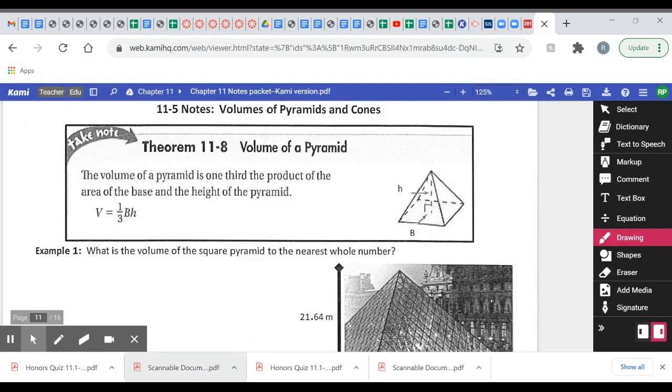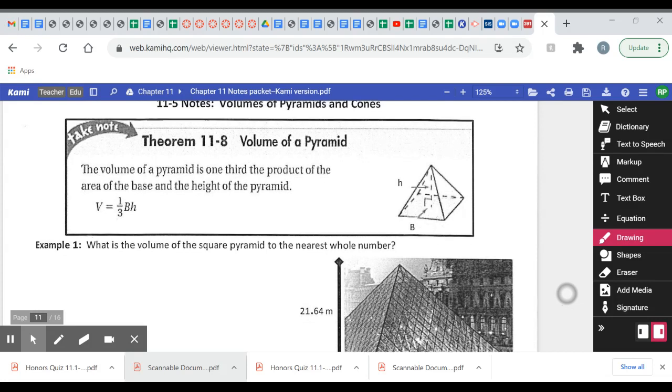Hi, welcome to section 11.5 notes on volume of pyramids and cones. So in the last section, we talked about the volume of prisms and cylinders. And so now we're just going further with these other figures. The formulas are different, but again, the letters within the formulas mean the same thing. So yeah, the section shouldn't be too bad.